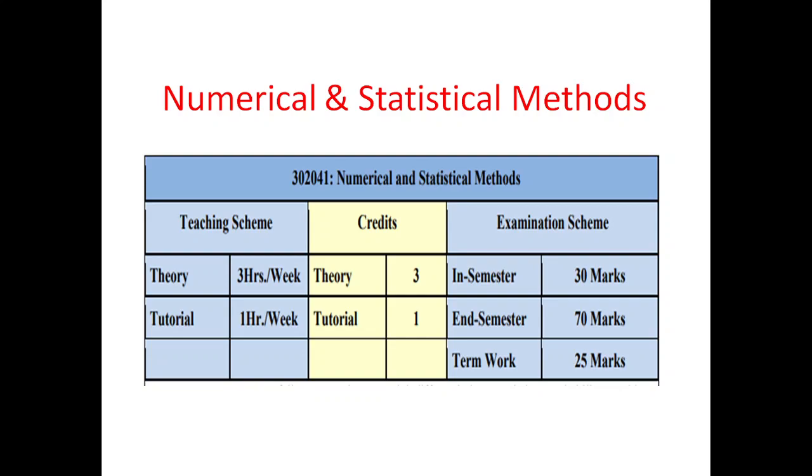Before going on to that subject, in the last 2015 pattern, the name of this subject was numerical method and optimization. But in the 2019 pattern, the name of the subject is numerical and statistical methods. The code of that subject is 302041.